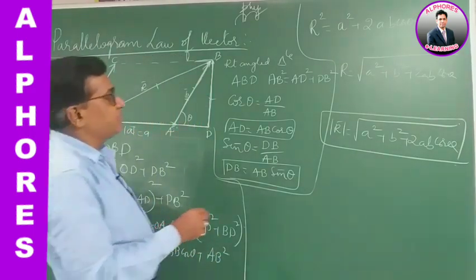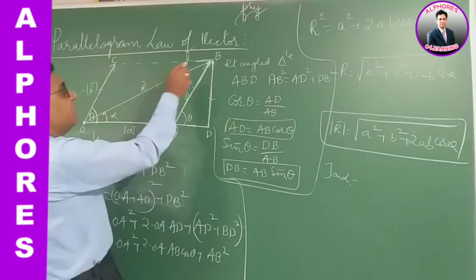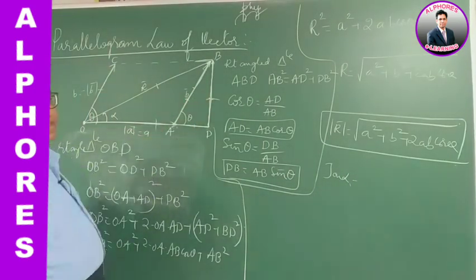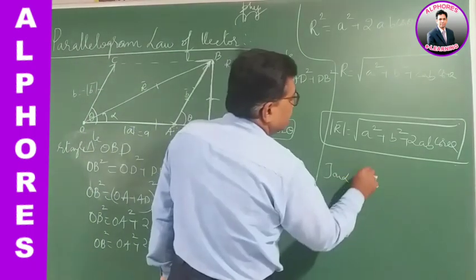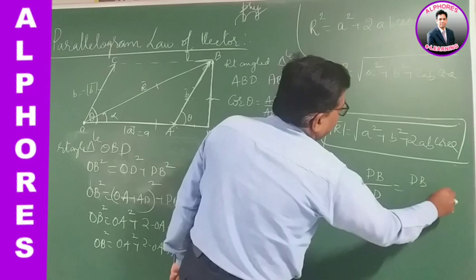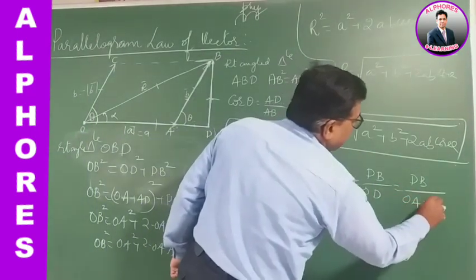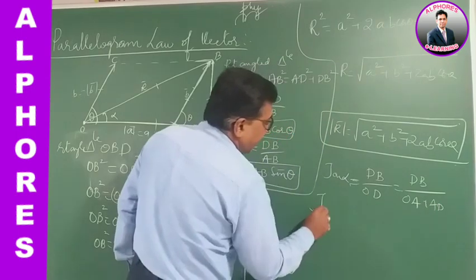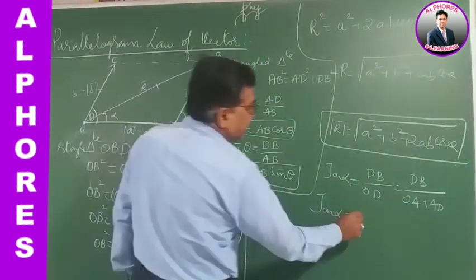The direction of the resultant is tan alpha. You see from this right angle triangle, tan alpha is opposite by adjacent, which is DB by OD. What is OD? OA plus AD. So tan alpha is equal to DB by OA plus AD. We have already found DB as AB sin theta.